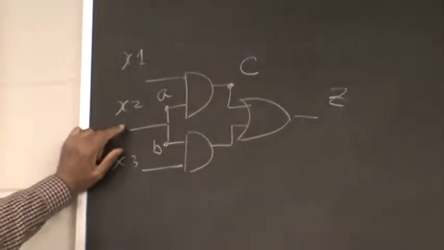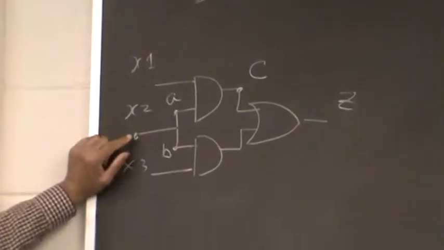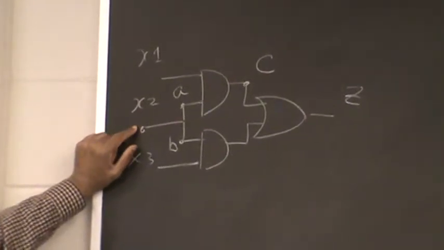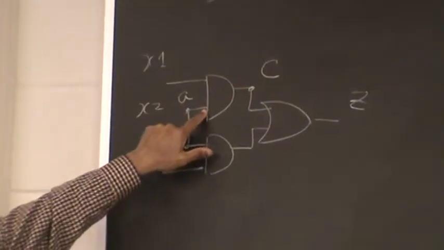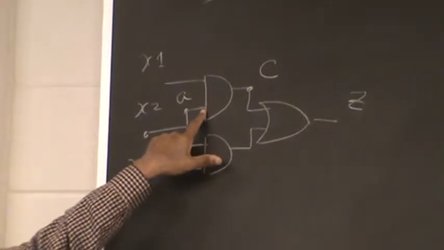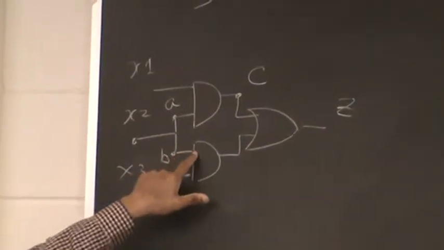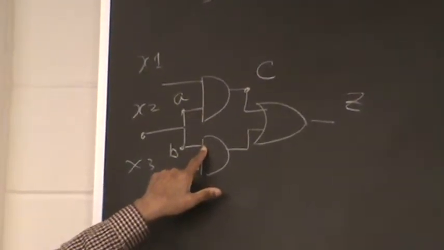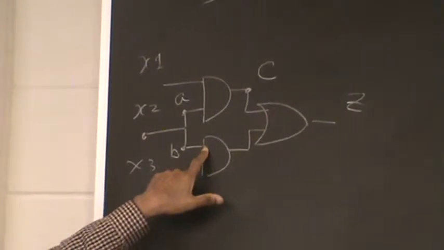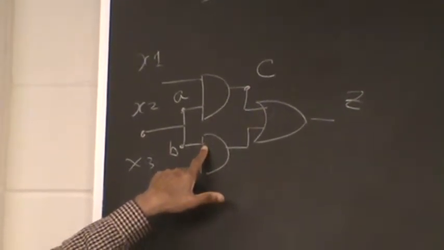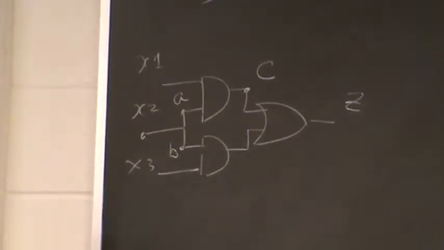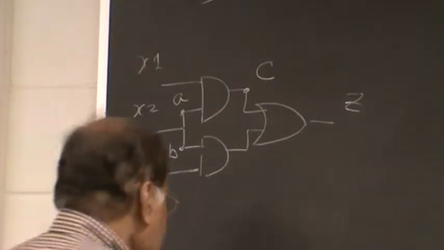Now notice here, x2 is a primary input, right? Node A is the input of this gate. Node B is the input of this gate. Since they are connected together, you might think that they are the same thing, right? And in some cases, they will turn out to be the same thing, but in some cases, there could be a difference. So let's take a look at this example.